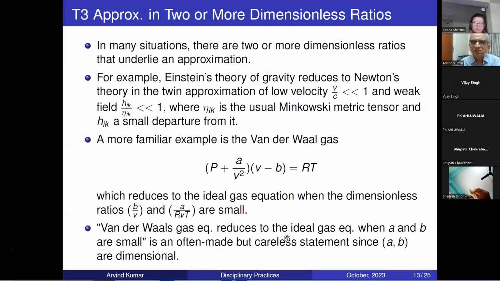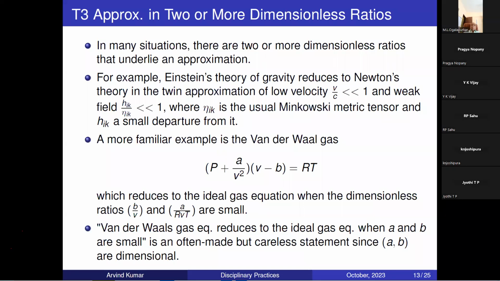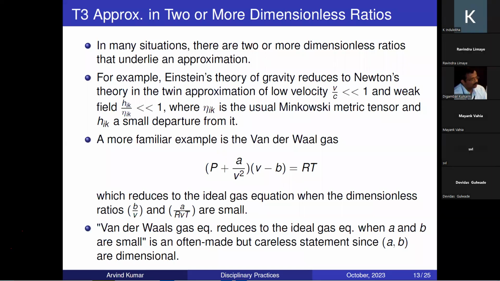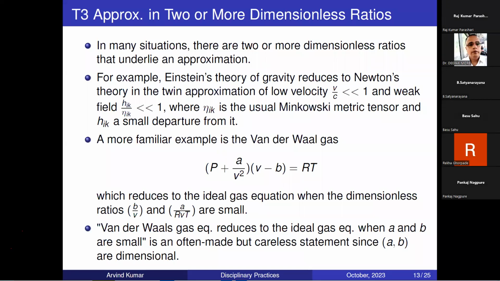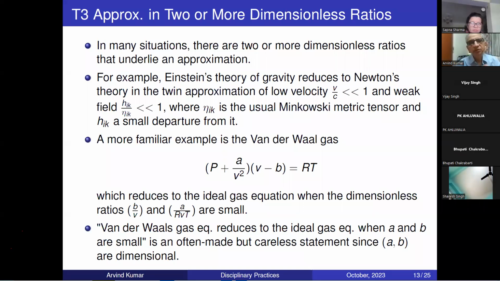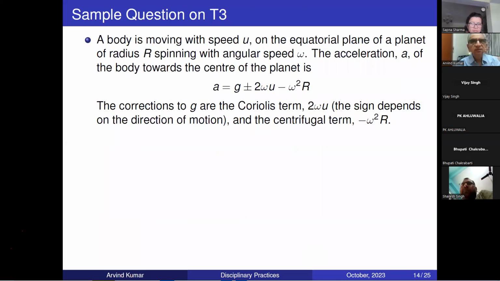So saying that it reduces when a and b are small is a careless statement. It's often made even in classrooms. Even I might have made this statement. I'm not saying that in a hurry, because if we are doing something else, we don't often stress the points of dimensional ratios. Statements like h cross is small and c is large are careless statements made in classroom instruction.